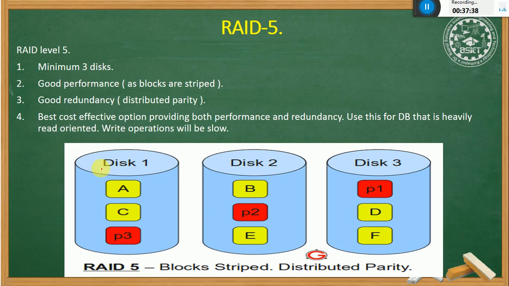In this it is block level striping. So block level striping is there. Blocks are striped into the different disks, and their parity is also kept on a different disk.